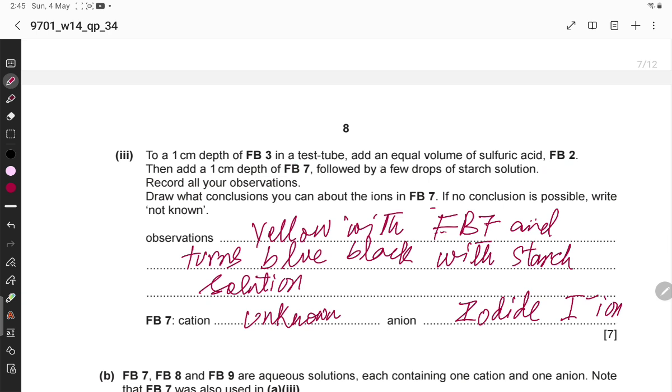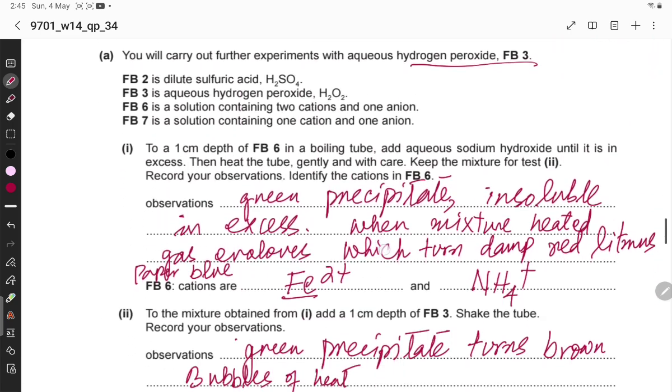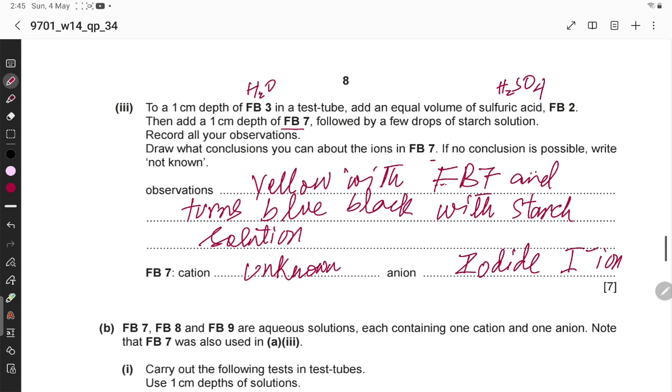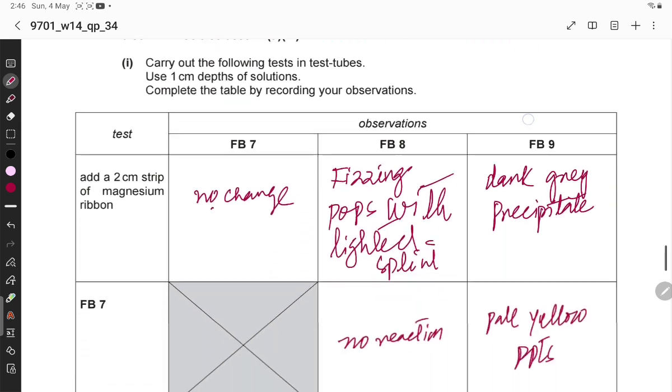To a 1 cm depth of Fb3 in a test tube, add an equal volume of dilute sulfuric acid Fb2, then add 1 cm depth of Fb7 followed by a few drops of starch solution. Fb3 is hydrogen peroxide, this is H2SO4, then add 1 cm depth of Fb7. Fb7 is a solution containing 1 cation and 1 anion. The observations are a yellow precipitate with Fb7 and it turns blue-black with starch solution. So it means the cation in Fb7 is unknown, while the anion is iodide ion, because this is the iodide ion test.